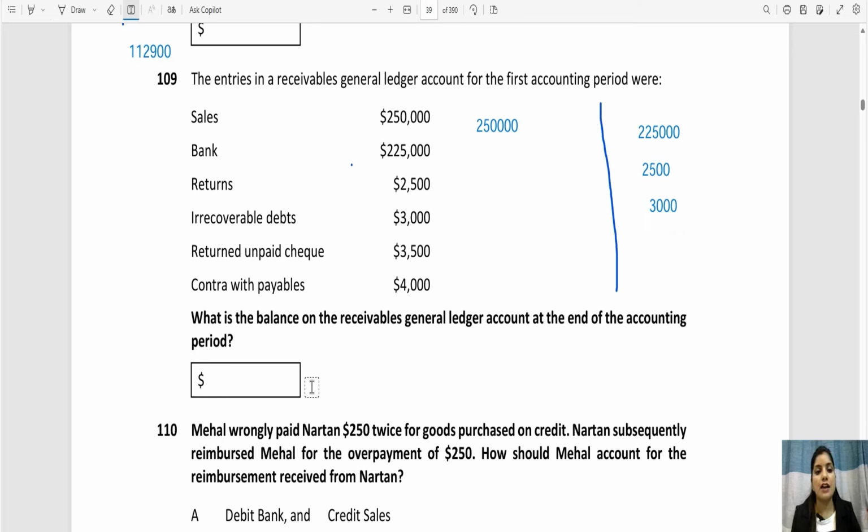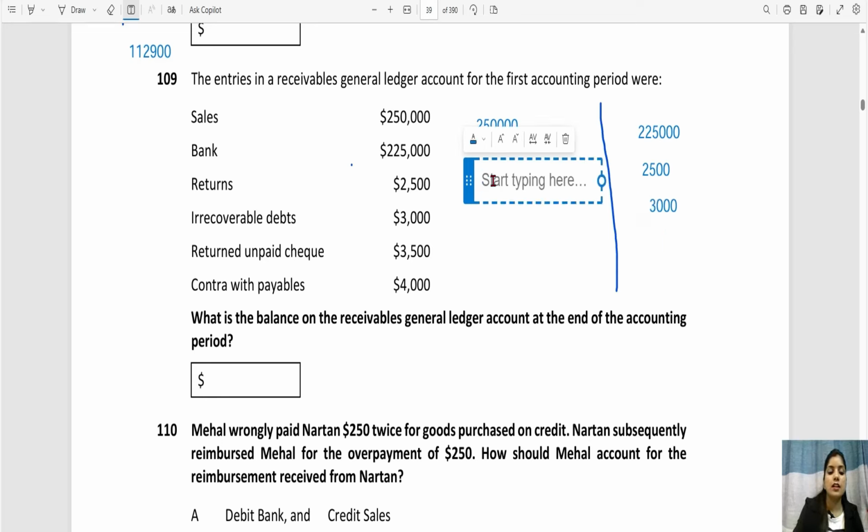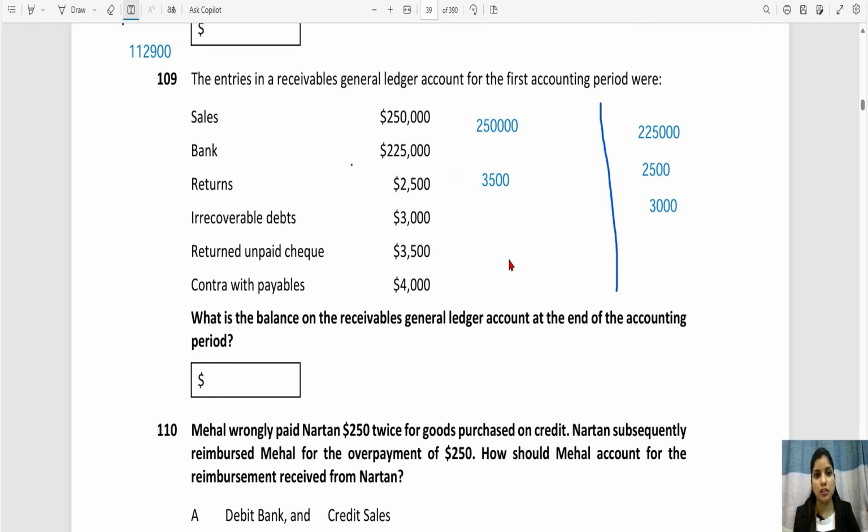Okay, so then we have a returned unpaid check. So the check we received from the customer has not been cashed. So again it will increase our balance. Why will it increase our balance? Because the customer has given us a check in respect of this amount, so we had reduced our receivable balance. But now this check has not been cashed, so now it will increase the receivable balance by the same amount.